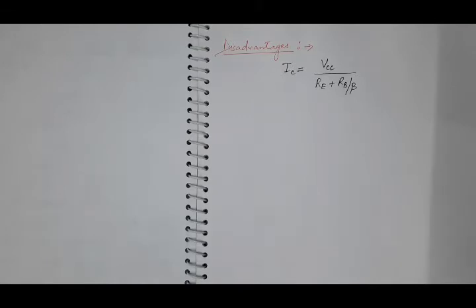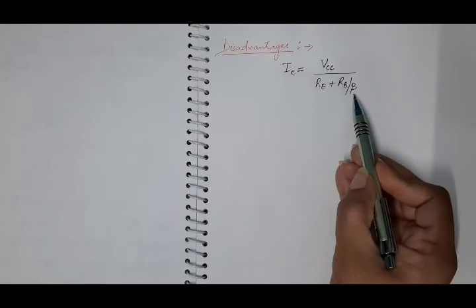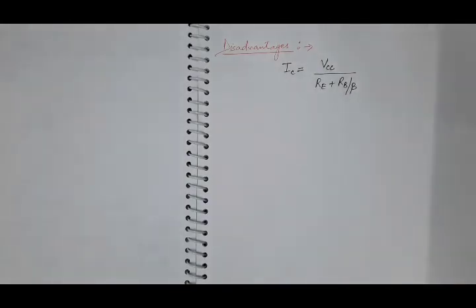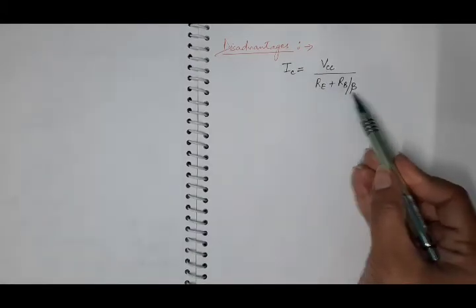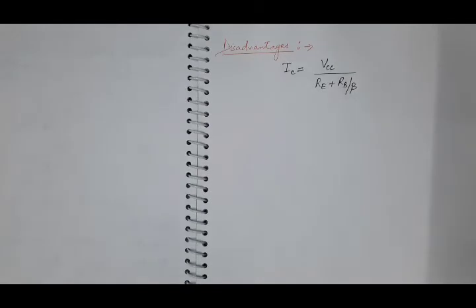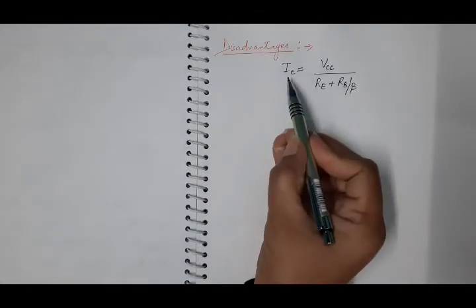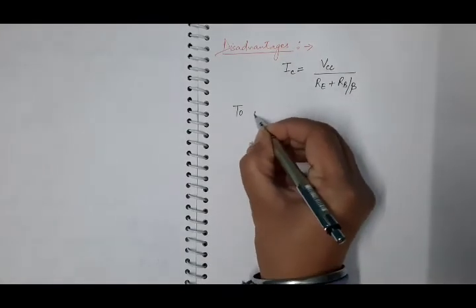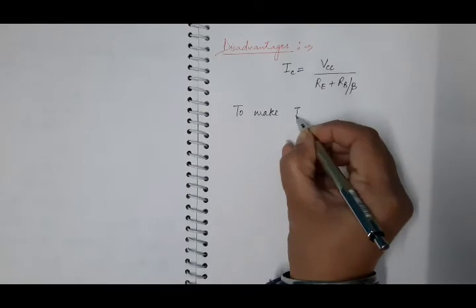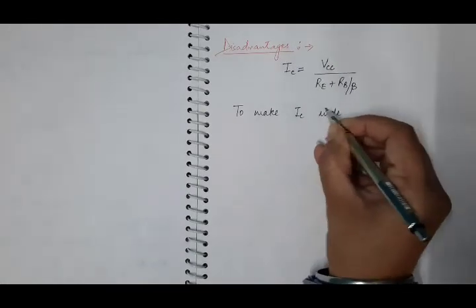So this collector current must not change with this beta. Why? Because when you replace the transistor by some other transistor, that beta value will change. If beta changes, then IC will change, and that will change your operating point. So what we have to do is make this IC independent of beta.